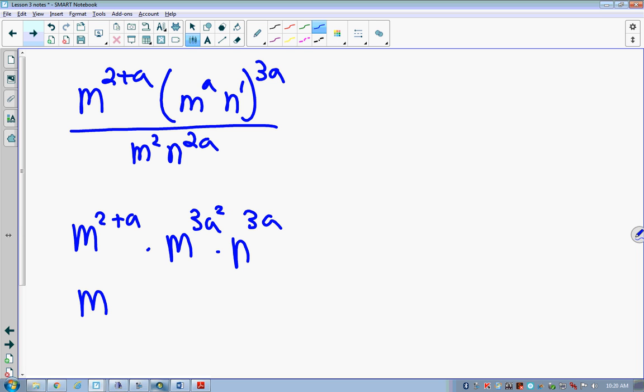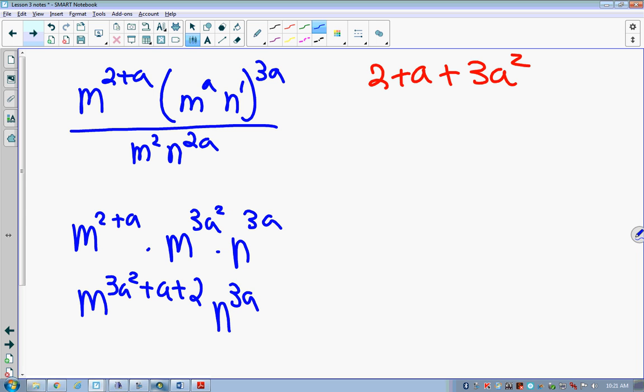Think about like terms. If I have to, let's split it up over here. What's 2 plus a plus 3a squared? Are any of those like terms? No. But what does that look like? Does that look like a quadratic equation? Yeah, so I can just simply write that all together as 3a squared plus a plus 2, right? Now n doesn't have any friends up here, so he's just n to the 3a, right?